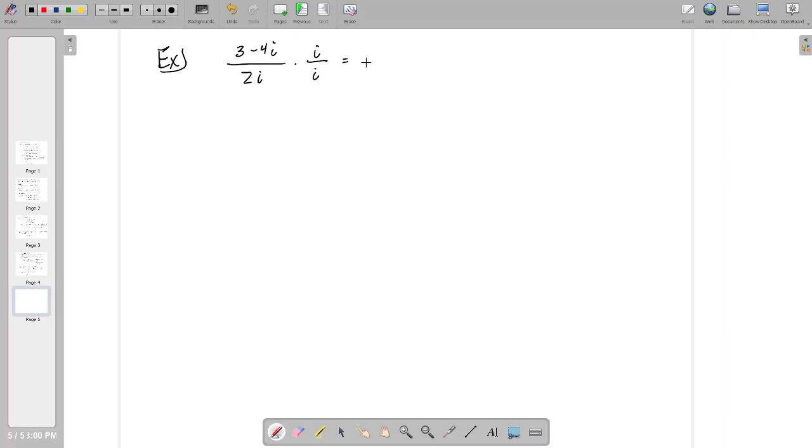So if we multiply by i over i, we end up with 3i minus 4i squared. Now again, i squared is equal to -1, so this will negate this negative. It'll cancel this negative out. Divided by 2i squared. Now again, i squared is equal to -1, so we'll end up with a -2 in the denominator. So I'll end up with something that looks like this: 3i plus 4 in the numerator, -2 in the denominator. Now I can move this negative out to the front. So I end up with a -4 plus 3i in the numerator and just a 2 in the denominator.